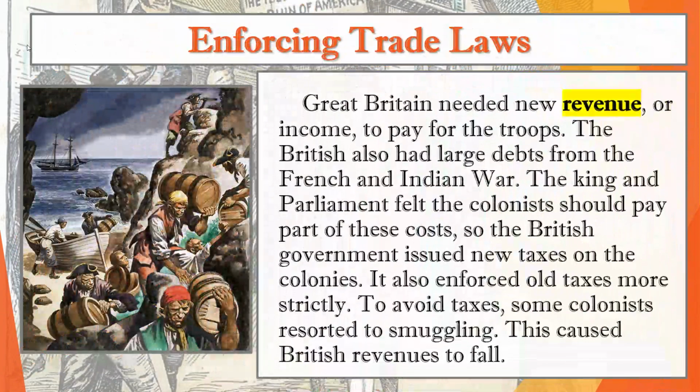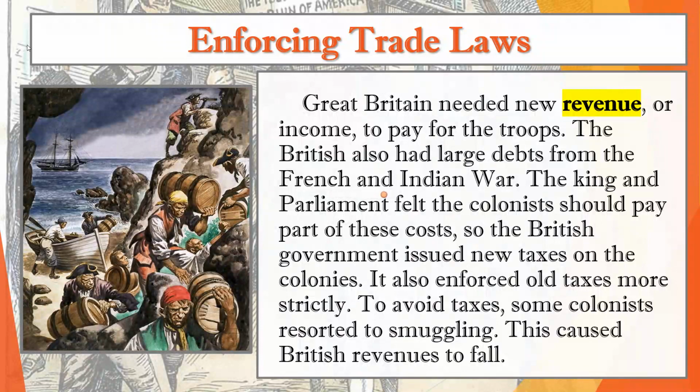Enforcing trade laws, bottom of page 112. Great Britain needed new revenue, or income, there's our vocab term, to pay for the troops. The British also had large debts from the French and Indian War. We saw that in the last unit. The King and Parliament felt that the colonies should pay part of these costs, so the British government issued new taxes on the colonies. It also enforced old taxes more strictly. To avoid taxes, some colonists resorted to smuggling. This caused British revenues to fall.